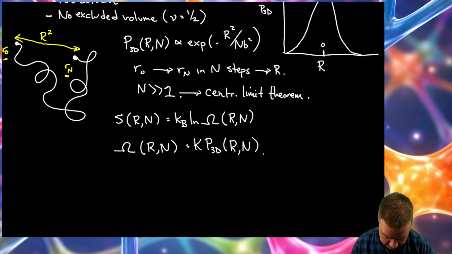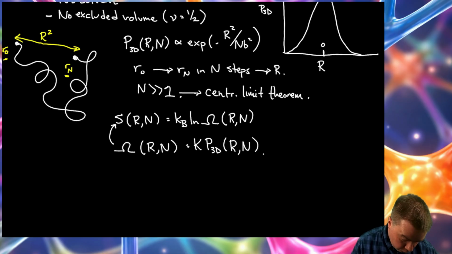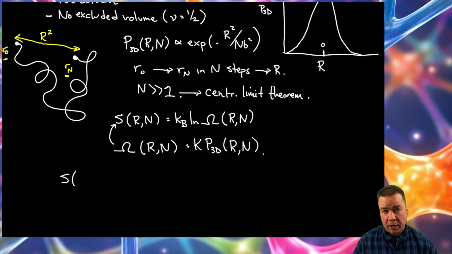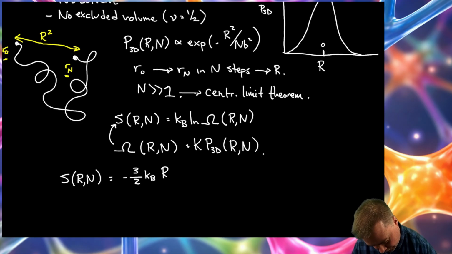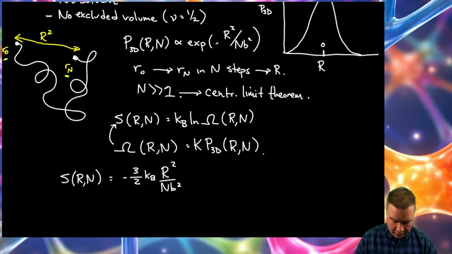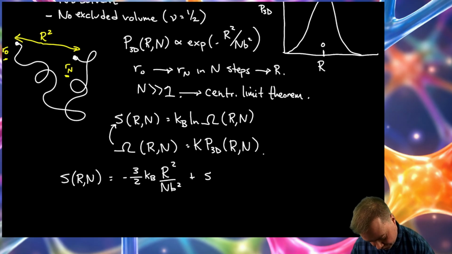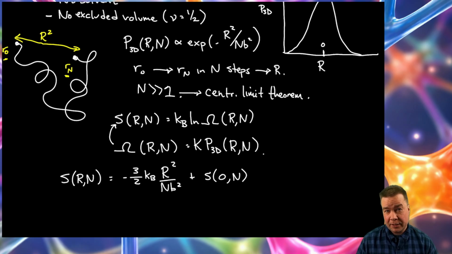Okay, so then we took this, we fed it into our expression for entropy, we took the natural log, we simplified and everything, and what we ended up with was that the entropy of an ideal Gaussian polymer chain with size r and n segments is equal to minus 3/2 k_B multiplied by r squared over n b squared. And then because of that constant k out front, we ended up with some constant term that does not depend on the size of the chain. It only depends on the number of segments.